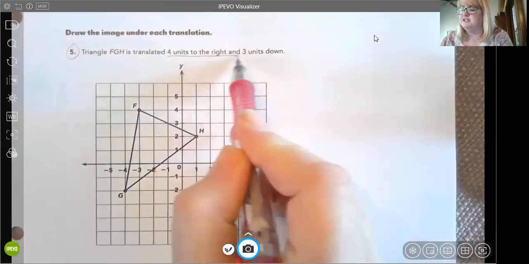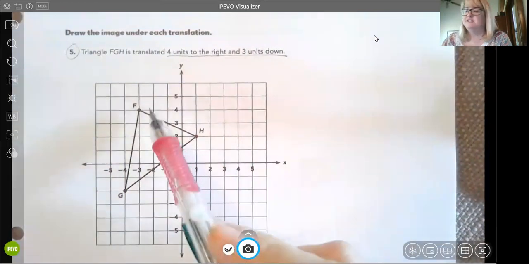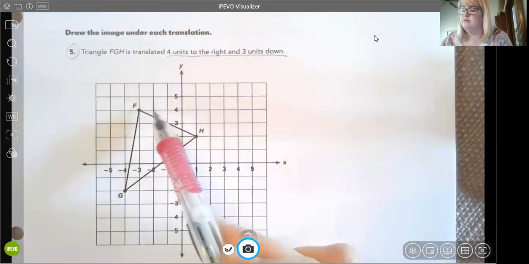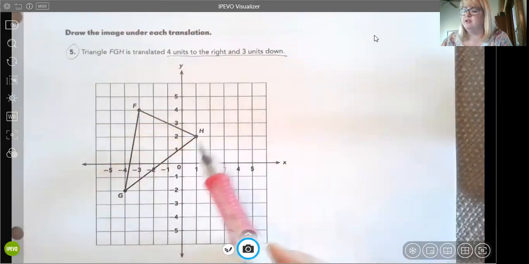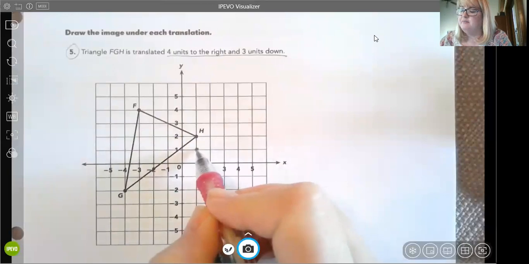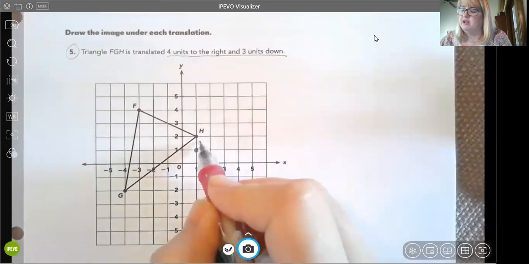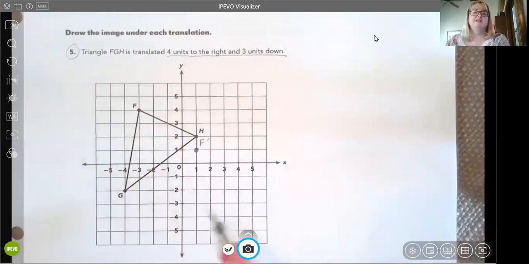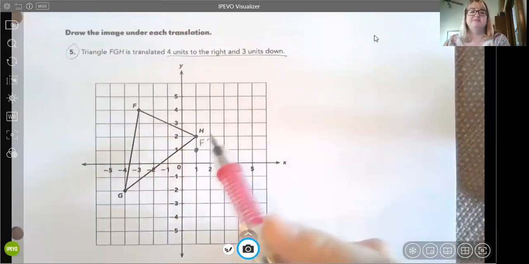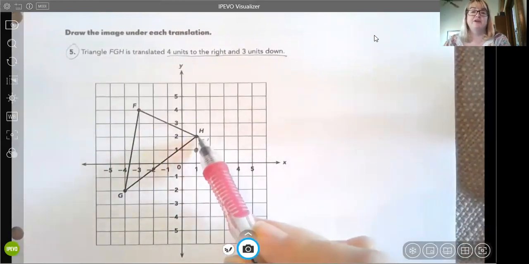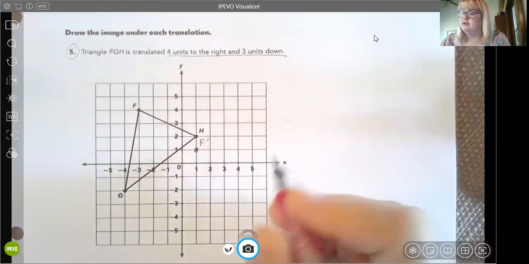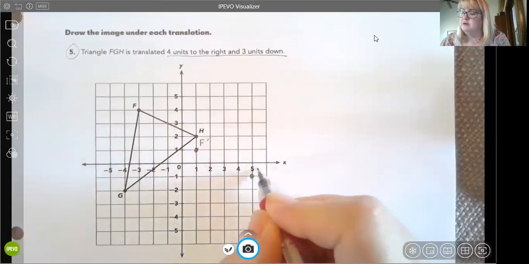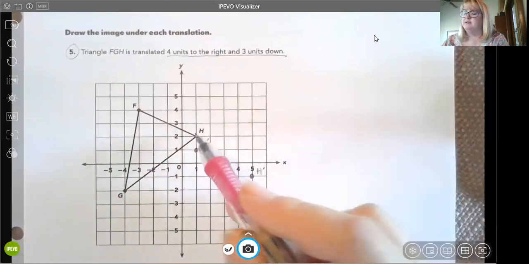Here's our directions on how to translate this. So we're going to go 4 units to the right, 1, 2, 3, 4, 3 units down, 1, 2, 3. Now this is F, but after the translation, remember we call it F prime. So that's F prime. Now let's move H. Again, 4 units to the right, 3 units down. 1, 2, 3, 4. 1, 2, 3. And this is H prime, because I moved the H.